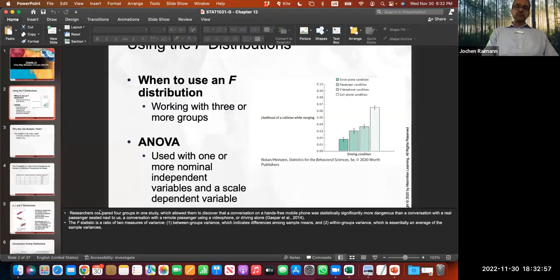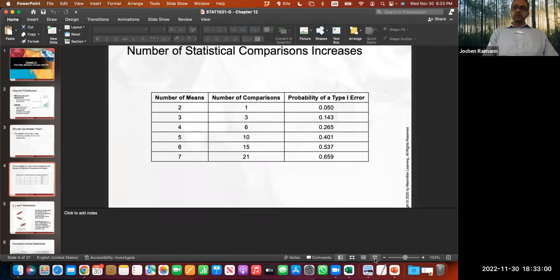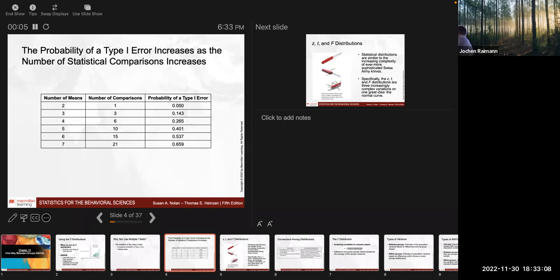Nolan and Heinzen even go further. They even show a projection up to 21 comparisons. So if you have 7 different groups and 7 different means that you compare, you have 21 different comparisons to make. This probability essentially means you're actually more likely to make a type 1 error than not making a type 1 error. That is actually greater than 50%. 50% would be flipping a coin. Here you almost certainly have an error in there.